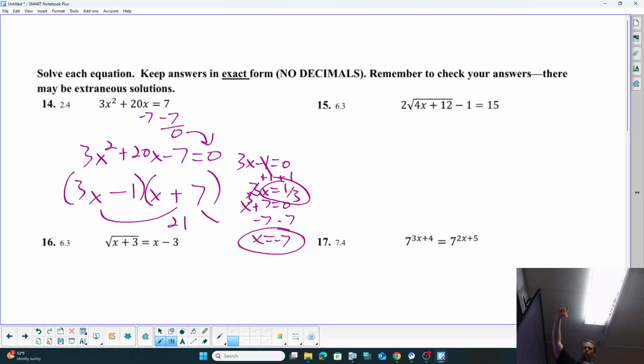Do you remember how to do radicals? Remember radicals? So we're going to add 1 to the other side, so we get 16.